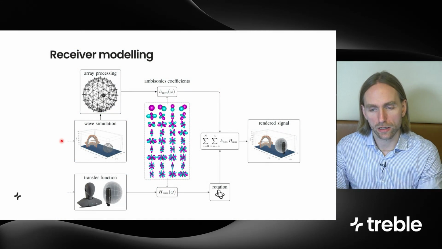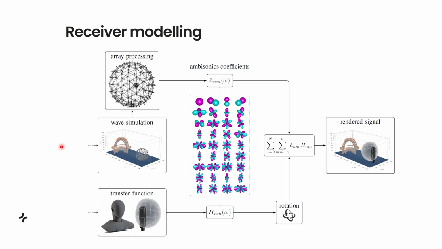The receiver modeling, I talked a bit about this earlier. So we have a data set of what we call the device-related transfer function, or in this case a head-related transfer function of the KEMAR mannequin, which is fed in post-processing after the acoustic simulation.